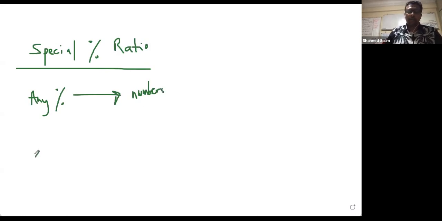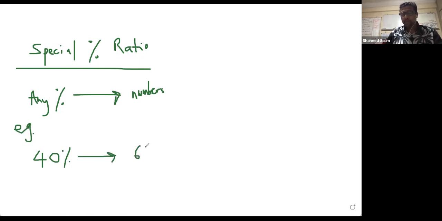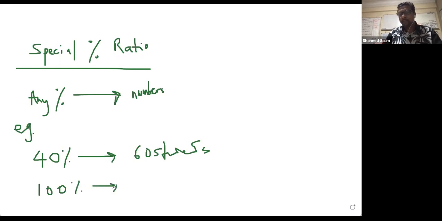For example, this is an example. 40% is equal to 60 students, and you want to find 100%. Then you use the formula, which is something you must master, okay? I'm going to write it in red. Once you master this, percentage will be very easy.